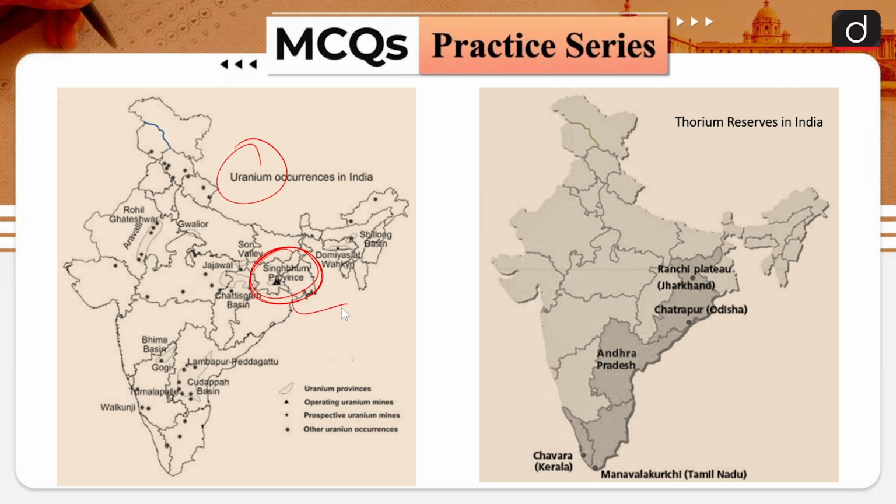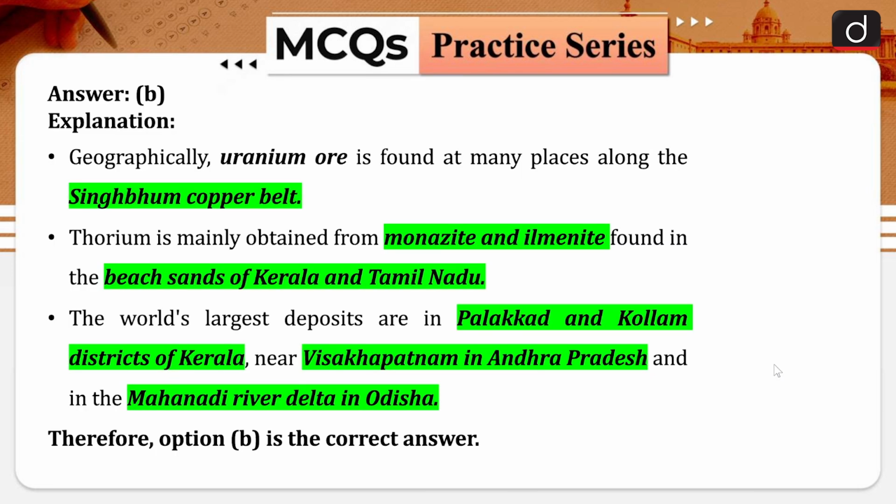Now coming to the thorium reserves. Here you can see Kerala, Tamil Nadu, Andhra Pradesh, and Odisha. In Kerala, there are a few districts like Palakkad and Kollam, which have the highest reserves of thorium. Then in Tamil Nadu, there are some reserves. In Visakhapatnam, Andhra Pradesh, we have reserves, and the delta of the Mahanadi River in Odisha has thorium reserves. So please remember all these things. This you can go through because we have already discussed. Please give it a read.